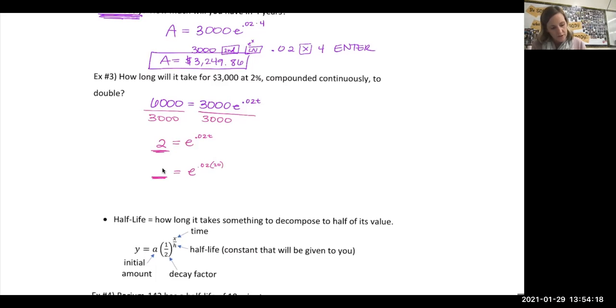Okay, that comes out to 1.49. So it's not quite 2. Okay, so we need to go bigger. So let's try 40. Okay, now here's the thing.